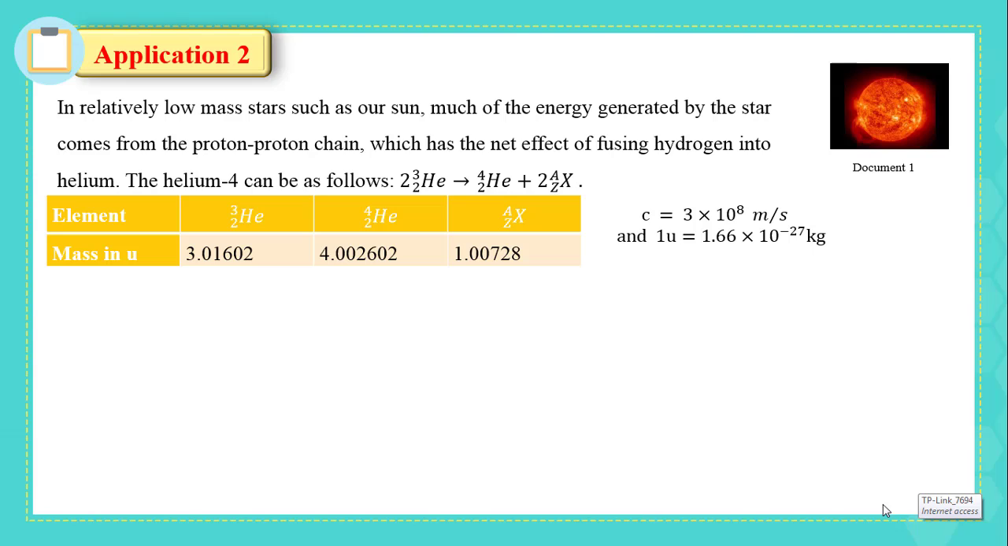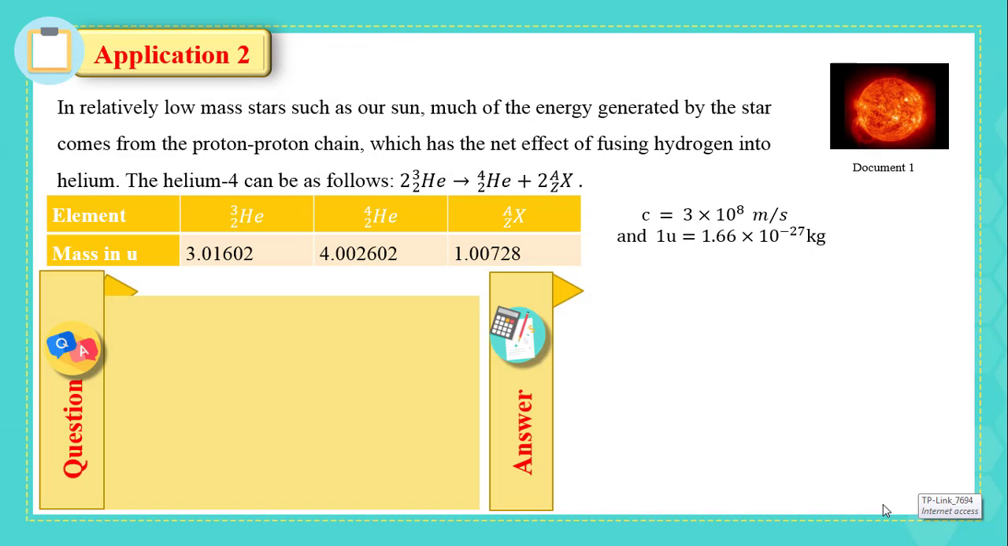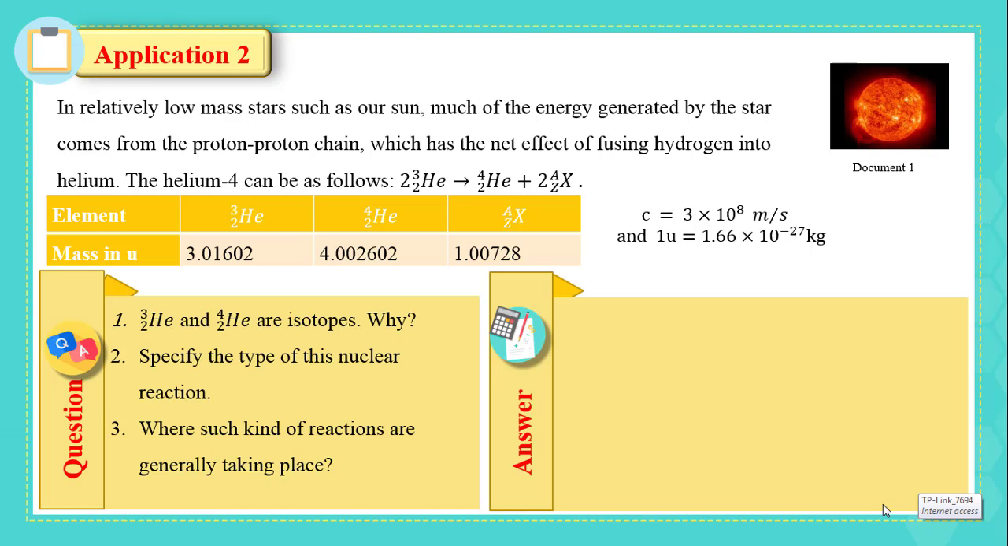Application 2 explains how the energy generated by stars can be produced. The nuclear reaction that takes place is given here. We have two helium-3 nuclei combined to each other to give helium-4 plus 2 particles denoted by X. Also, we have the mass of each element, and we have c and how to convert from U into kilogram. In the first question, we have to explain why helium-3 and helium-4 are isotopes.